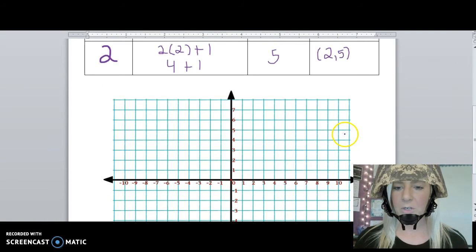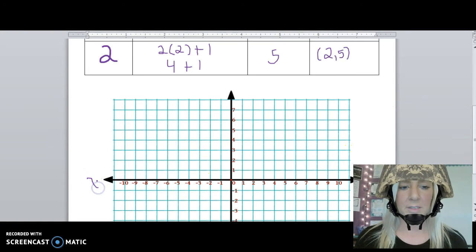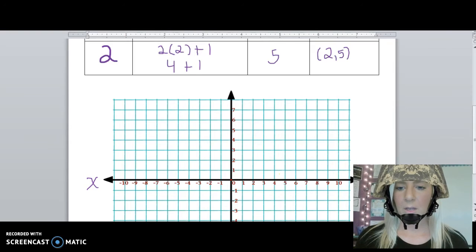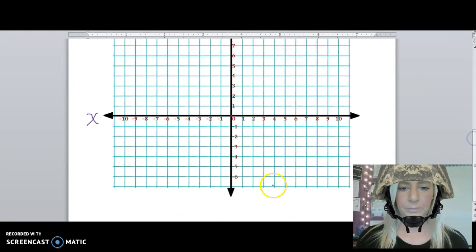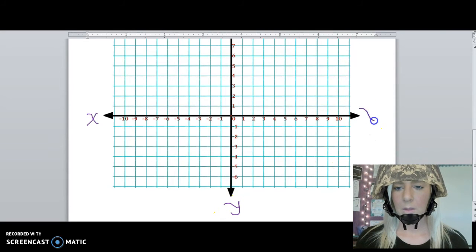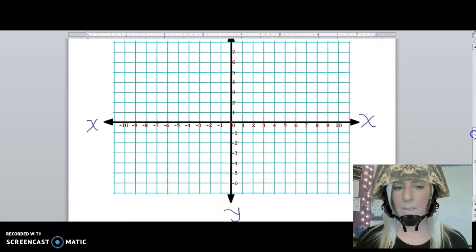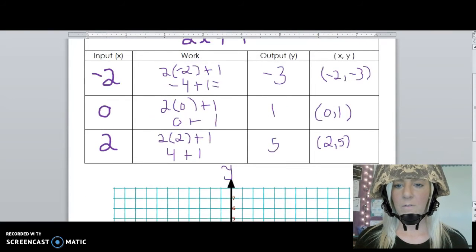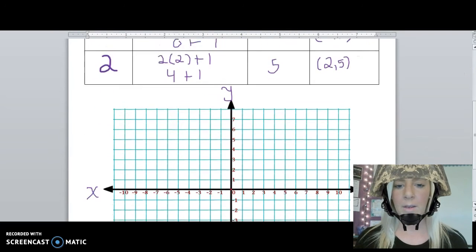The first thing that I want you to do is label your x coordinate. So this is your x. And you can label x over here. It's just hidden behind my little picture can. And then label your y-axis.